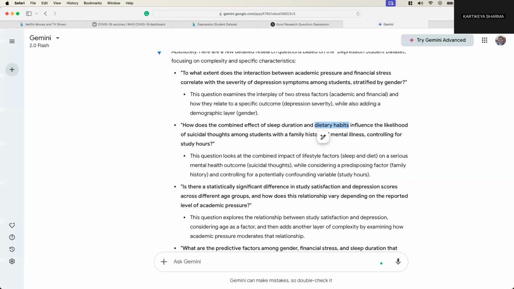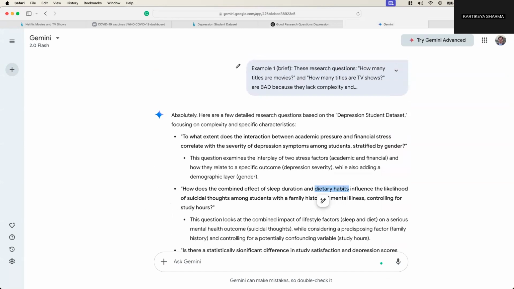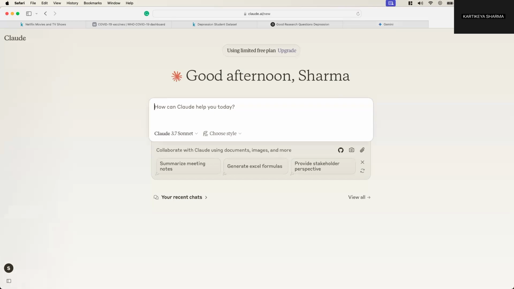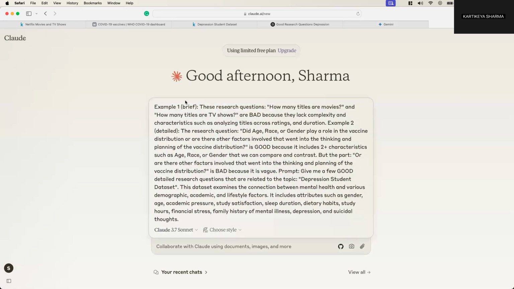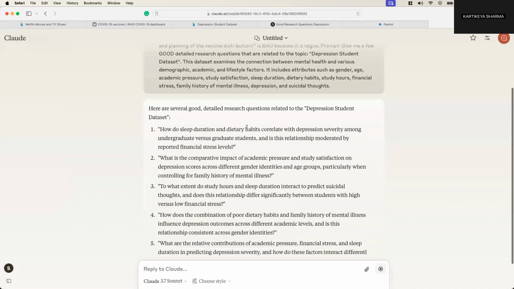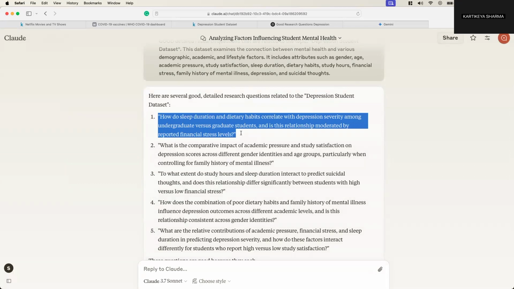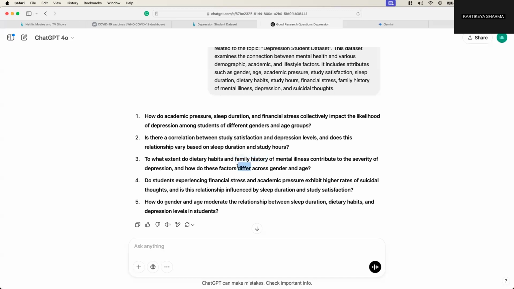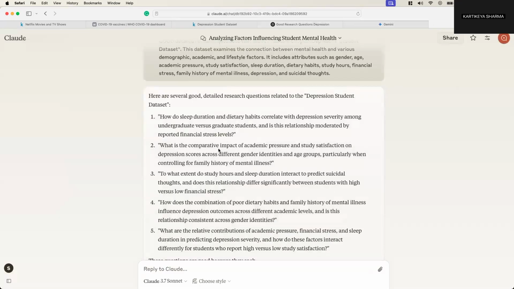So we can sort of mix and match and ask the same question to different AI models to see what their response is. Another one is Claude AI. If I paste the same question here, research question number 1 is, how do sleep duration and dietary habits correlate with depression? And is this relationship moderated by financial stress levels? So instead of looking at how these factors differ across gender and age, Claude AI suggests that we can also do analysis based off of the financial stress levels.